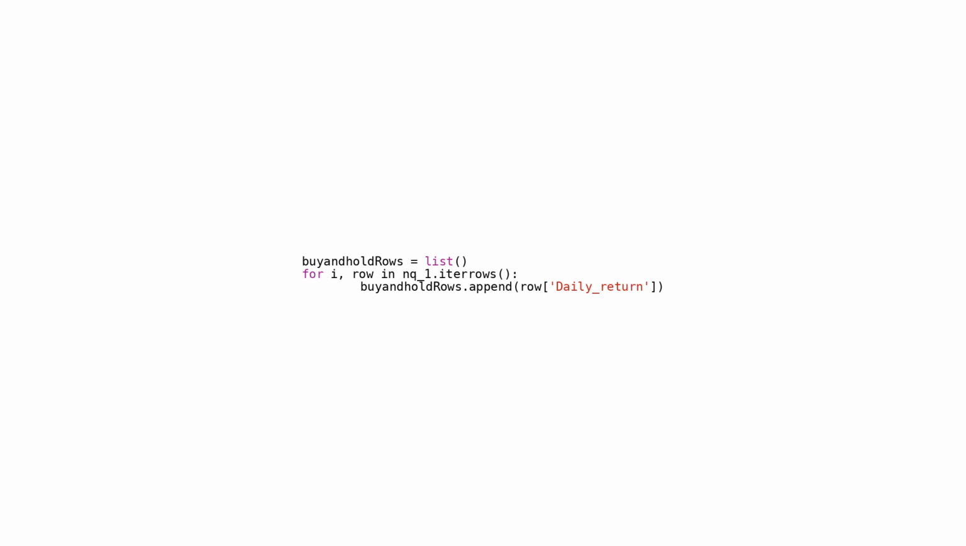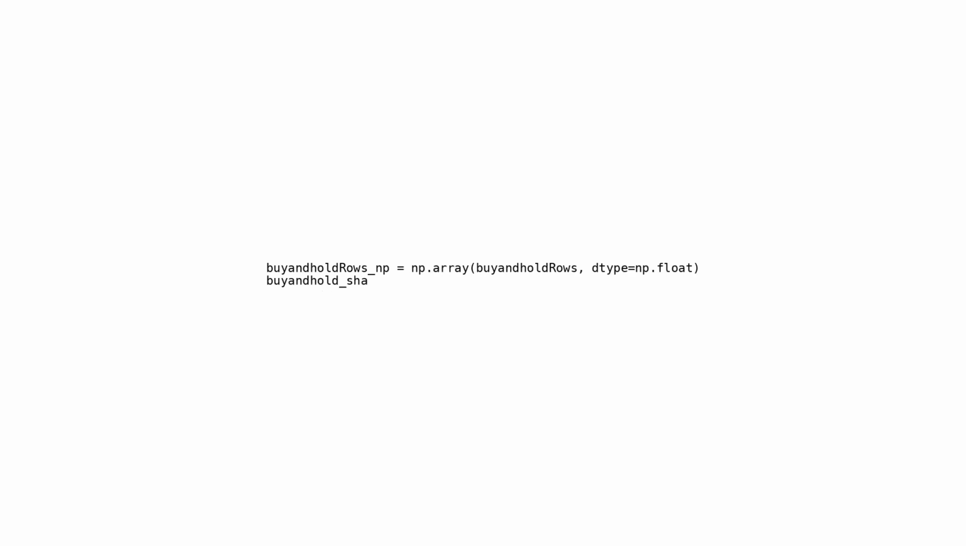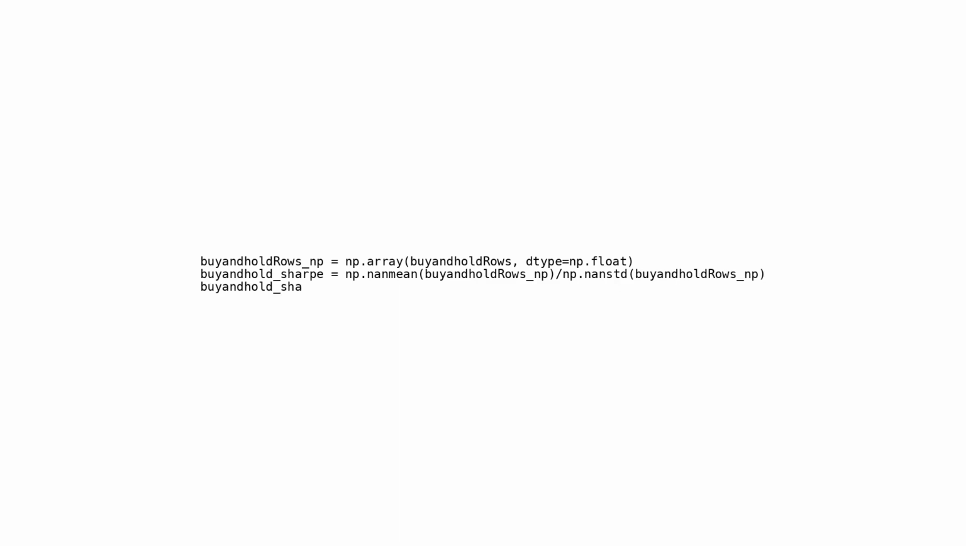This piece of code in Python takes a list or array called bnhold rows and performs financial computations on it. It converts the list or array into a NumPy array of floating point numbers and proceeds to calculate the Sharpe ratio, a measure of risk-adjusted return. The calculation involves dividing the average value of the array by its standard deviation, while disregarding any non-values that may be present. The resulting Sharpe ratio is then saved in the variable bnhold Sharpe.